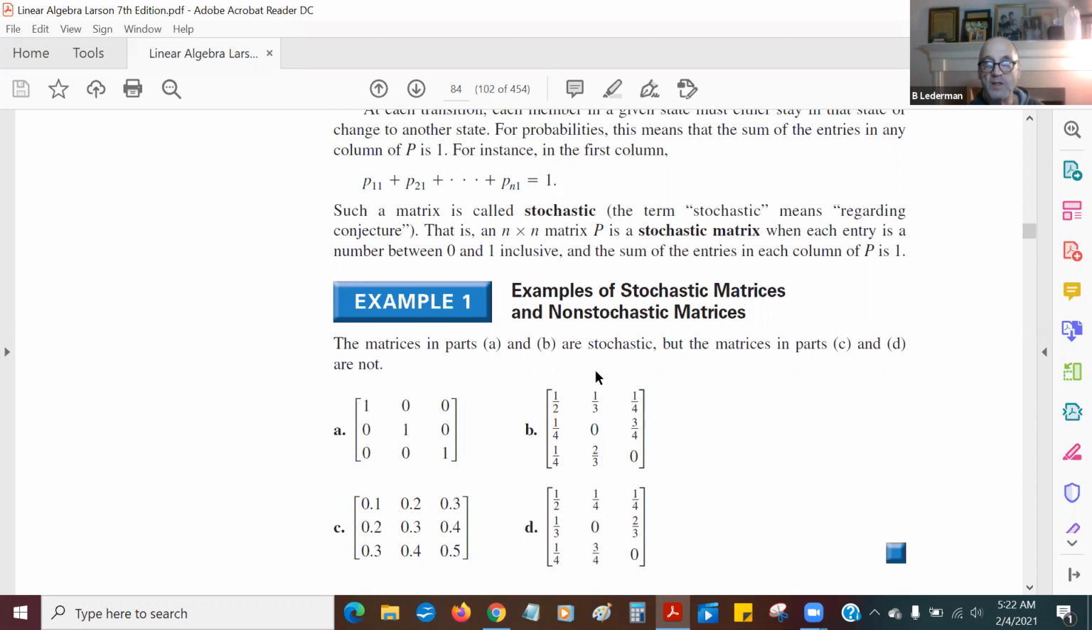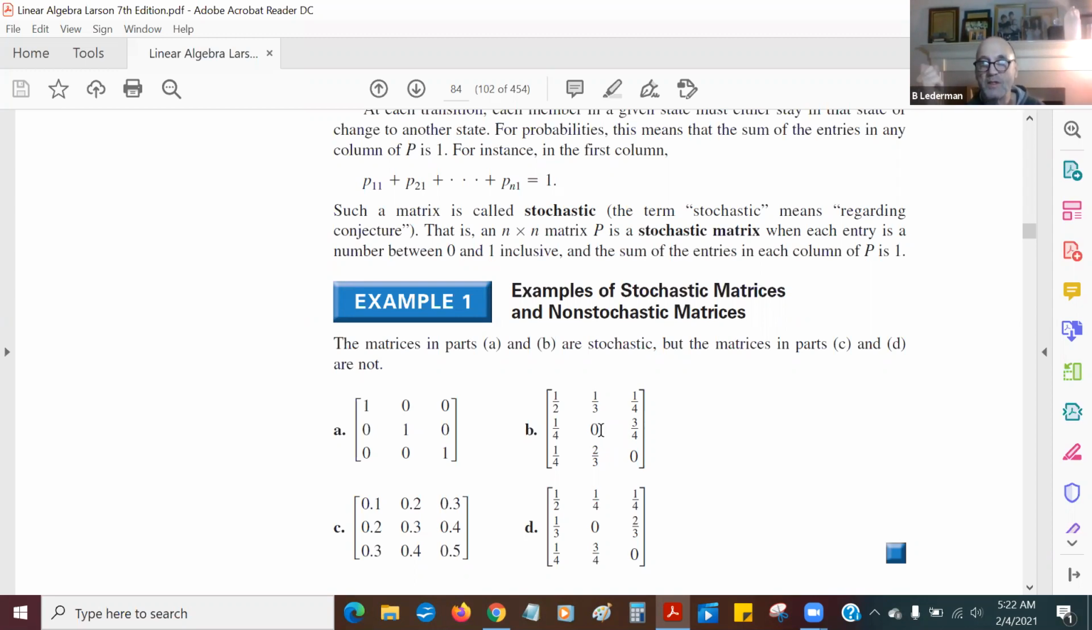By the way, the 0 here means that the person in state 2, whatever state 2 represents, there's no chance that this person is going to stay put. There's a 1/3 probability that the person is going to move to state 1, or a 2/3 probability that the person is going to move to state 3. But the person in state 2 is definitely not going to stay.